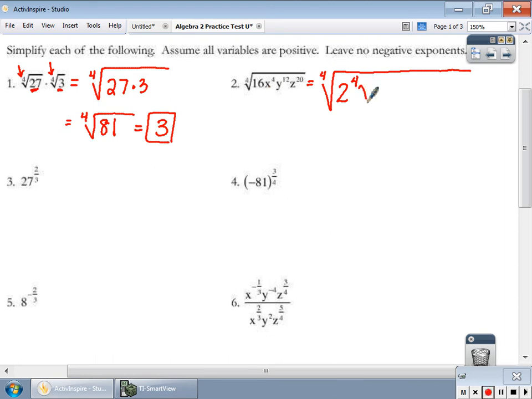We have x to the 4th, so that's good to go because your exponent matches here. But y to the 12th is not matching the 4, so we're going to rewrite. We need the exponent here to be 4, and so 3 times 4 makes the 12. Similarly, z to the 20th does not match the index of 4, so we'll rewrite this. We need it to be 4 over here, and so 5 times 4 makes the 20. Now I'm ready to take the fourth root of each of these. The fourth root of 2 to the 4th is 2. Fourth root of x to the 4th is x. Fourth root of y cubed to the 4th is y cubed. And the fourth root of z to the 5th to the 4th is z to the 5th power. And you're done.